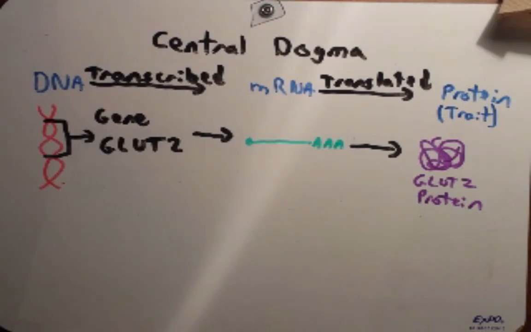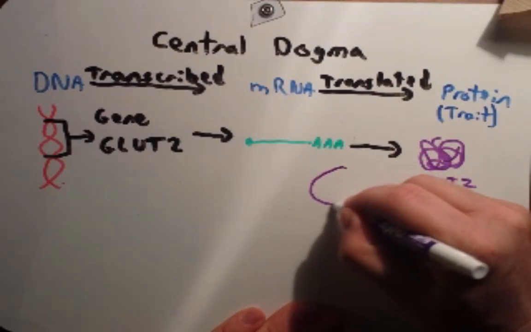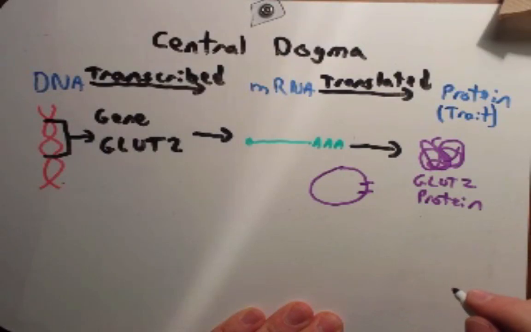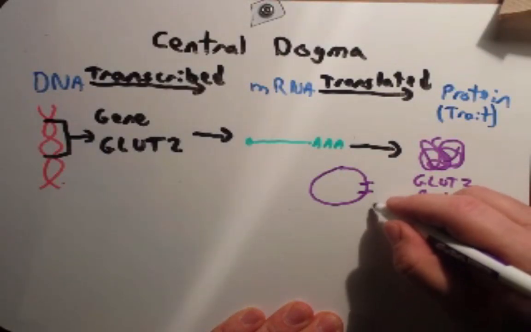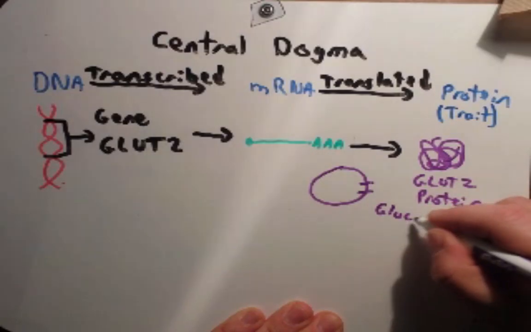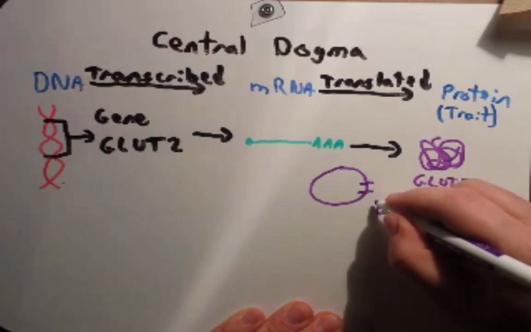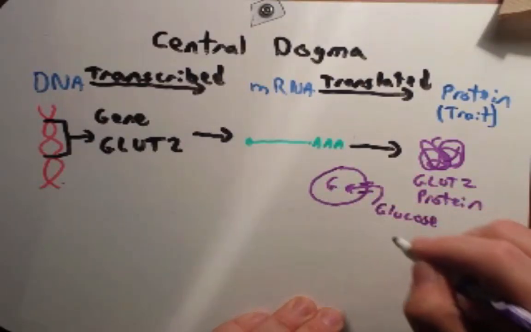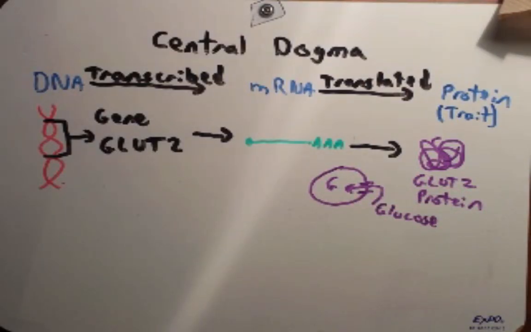And this protein has a very specific function. I'm going to draw it here. Let's say this is our cell here. GLUT2 is a receptor on the outside of the cell that brings in, we could also call it a transporter. It brings glucose into the cell, which is really important for that cell's metabolism.